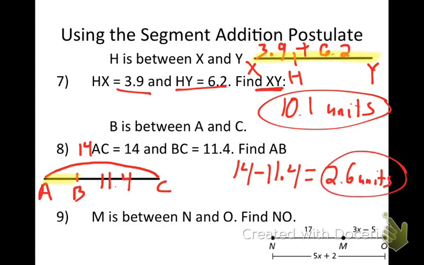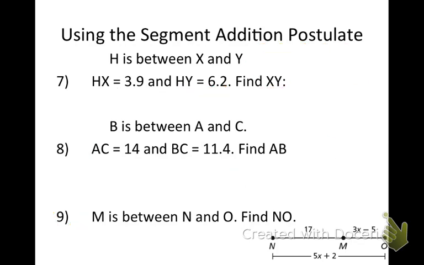Everybody does great on 7 and 8. Oh, boy. And then we get to this problem like number 9. M is between N and O. Okay? I'm going to take the editor off here if you guys don't mind, so you guys can see at the bottom. M is between N and O. It wants me to find NO. I have variables now. Do we all agree 2 parts add up to get a whole? Does everybody agree with that?